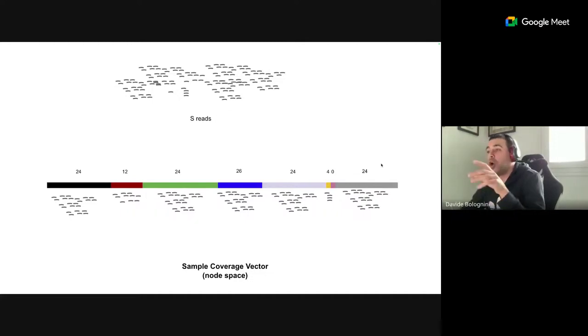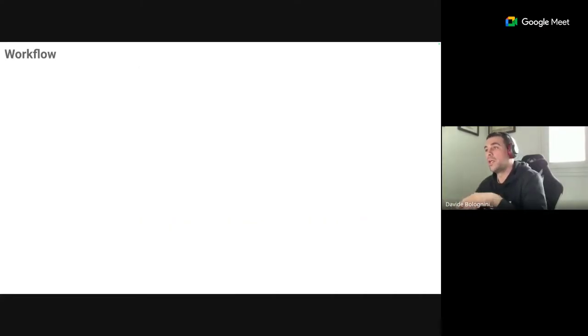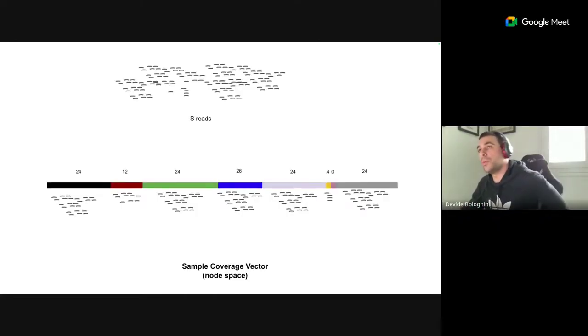Okay, and these three concepts here, the variation graph, the path coverage vector, and the sample coverage vector, are everything that we need to try and genotype a sequence sample using a pangenome graph, using the approach that we built.